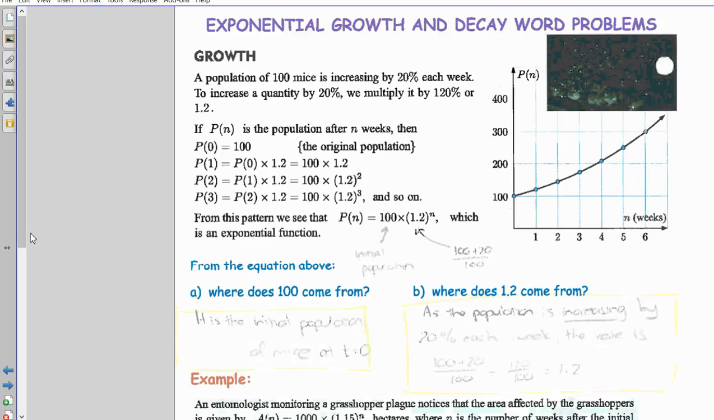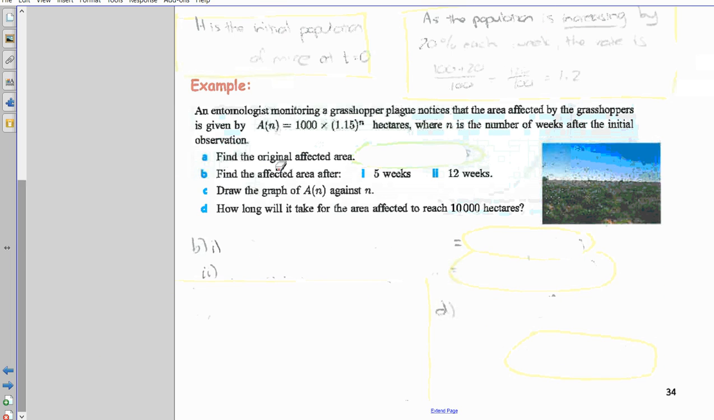Another example: an entomologist monitoring a grasshopper plague notices that the area affected by the grasshoppers is given by A equals 1,000 times 1.15 to the power of n hectares, where n is the number of weeks after the initial observation. So what is the size of the original affected area? Remember, it's this amount here. You could always just plug in n is 0, 0 weeks, and calculate it. You'll get 1,000. But you can also just look quickly there. It's 1,000, not 1.15. 1.15 is the rate.